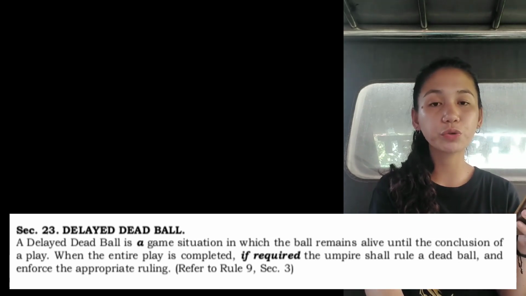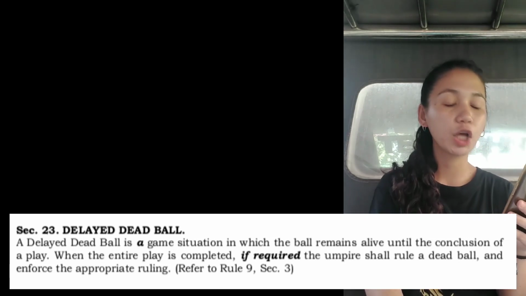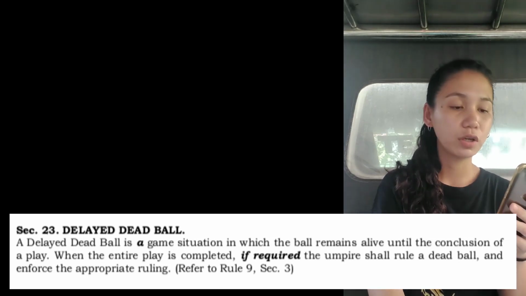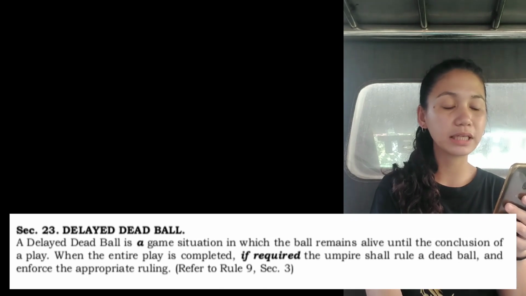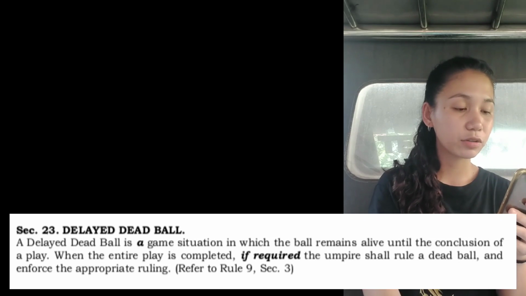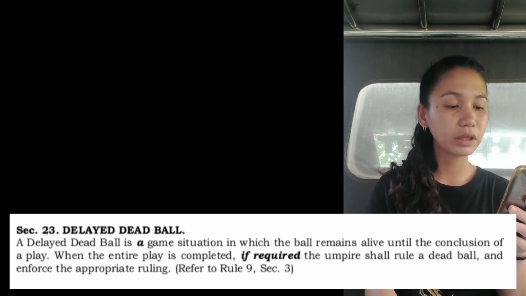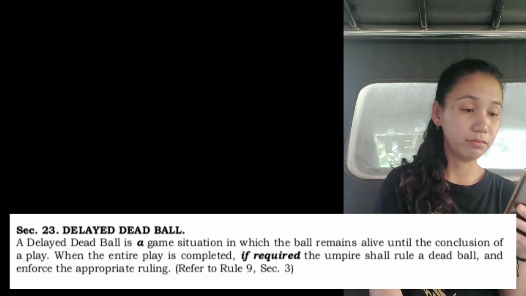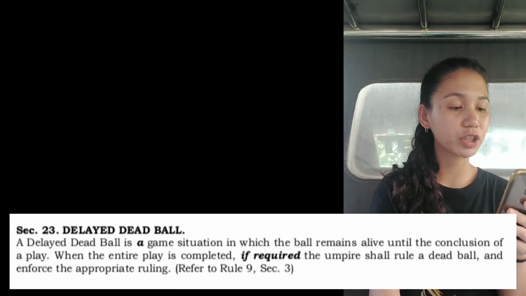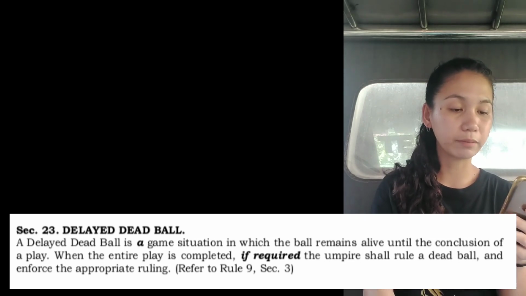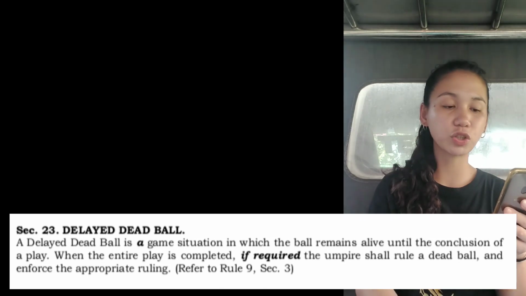So let's move on to Rule 1, Section 23. Section 23 is the delayed dead ball. A delayed dead ball is a game situation in which the ball remains alive until the conclusion of a play, when the entire play is completed. Then, if required, the umpire shall rule a dead ball and enforce the appropriate ruling. So that is Section 23, delayed dead ball.